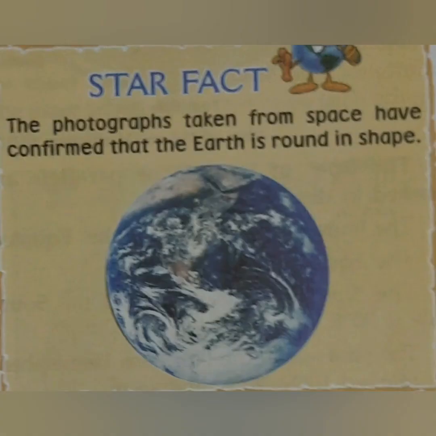Students, look at the screen. Here we have a picture of Earth that shows the Earth is round in shape. Students, you know, long ago everyone believed that the Earth was flat. But actually the Earth was not flat. It is round in shape, but it is flat only at the poles and bulges at the equator.